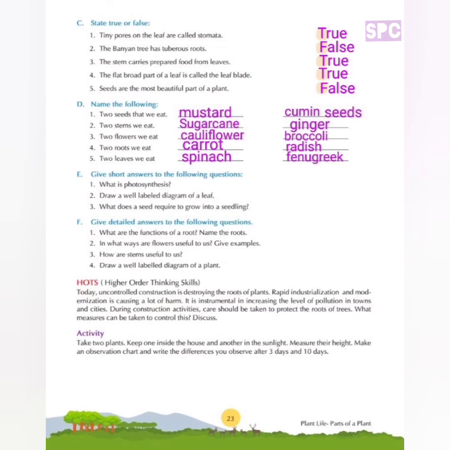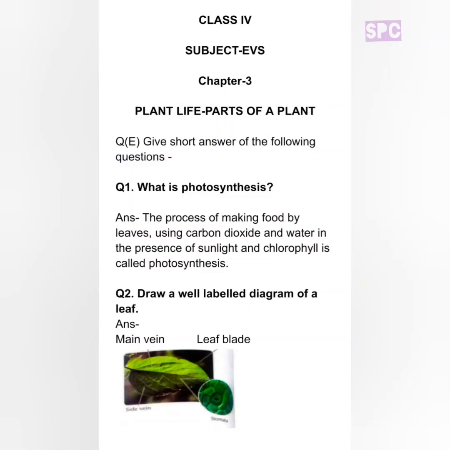Question number E. Give short answers to the following questions. Question number 1. What is photosynthesis? Answer. The process of making food by leaves using carbon dioxide and water in the presence of sunlight and chlorophyll is called photosynthesis. Question number 2. Draw a well-labeled diagram of a leaf. So children, you all have to draw this diagram and properly label it.